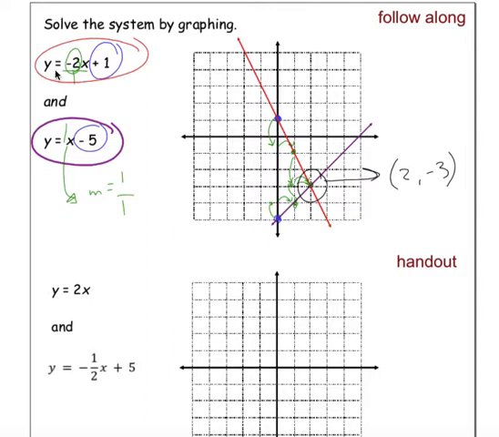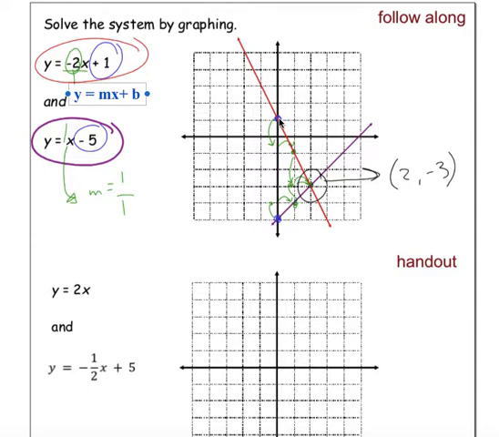We have y equals negative 2x plus 1. It's already in y equals mx plus b. Our m is our slope, so our negative 2 is our slope, and our positive 1 is our b. We can already plot our b point, because this is when x is 0. If x is 0, y is 1. So we go and we plot this.